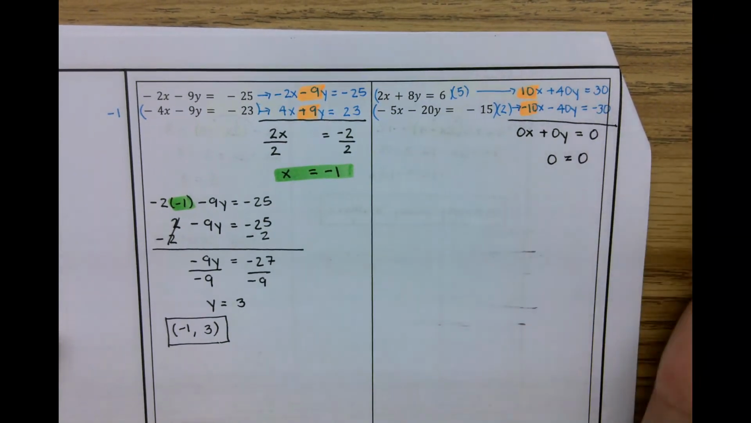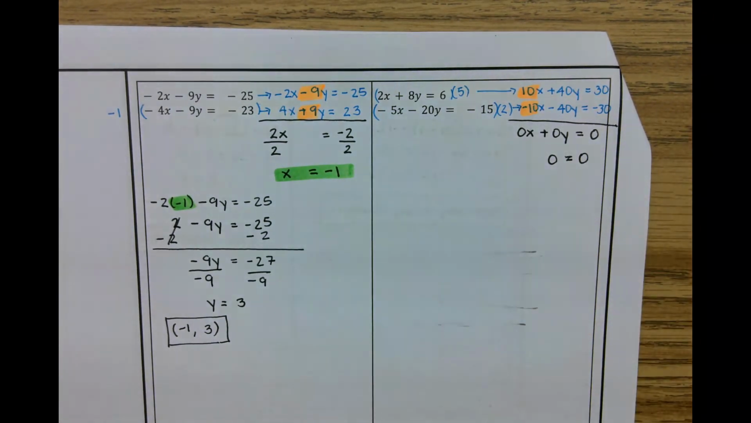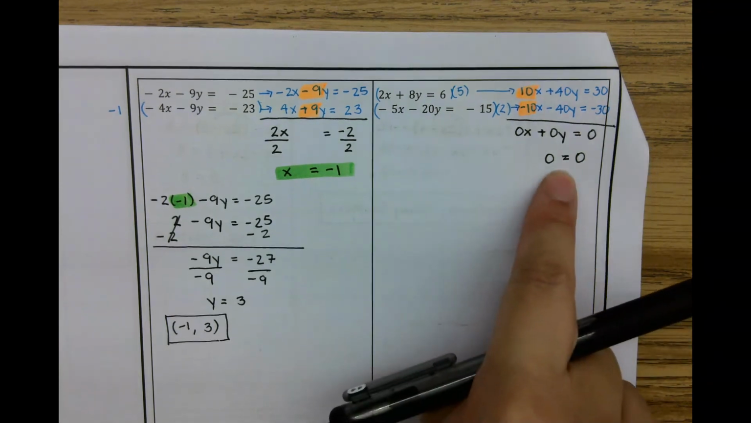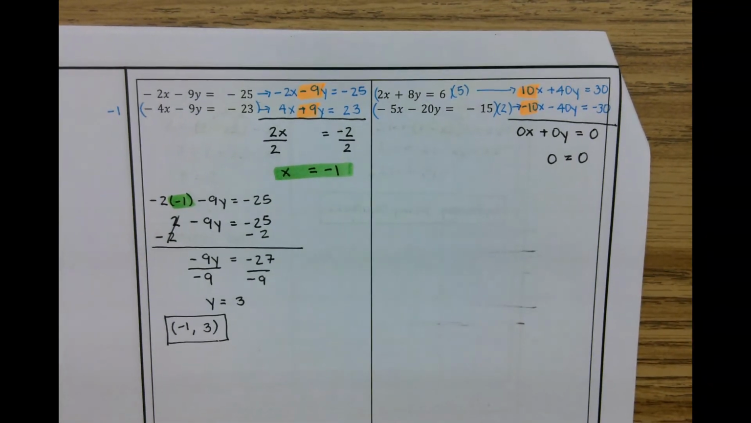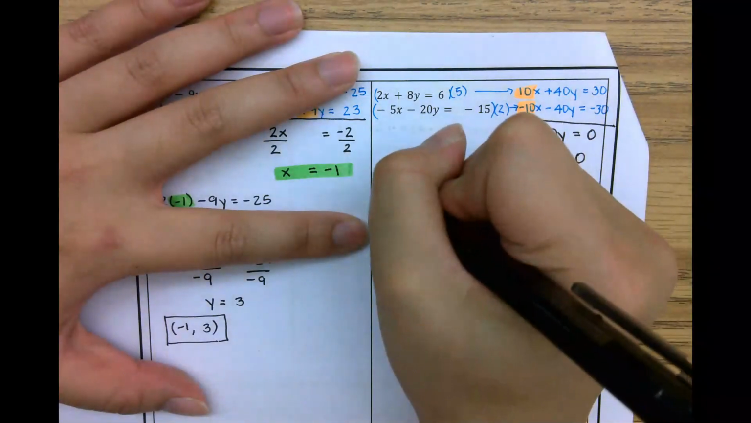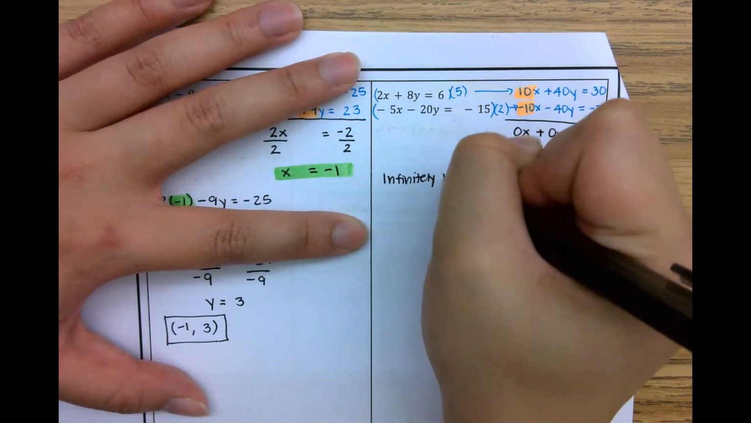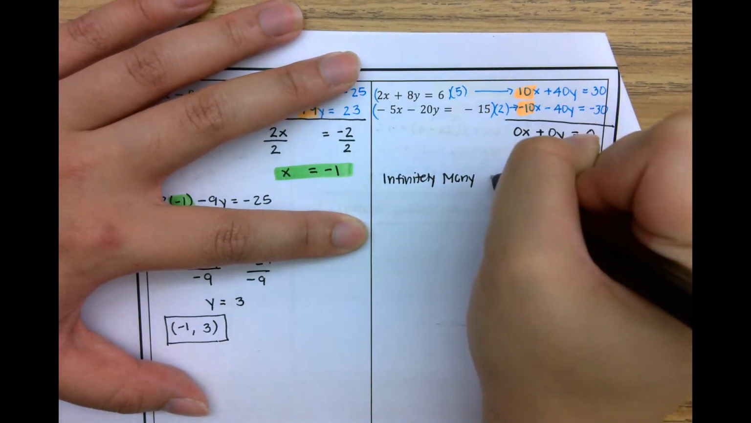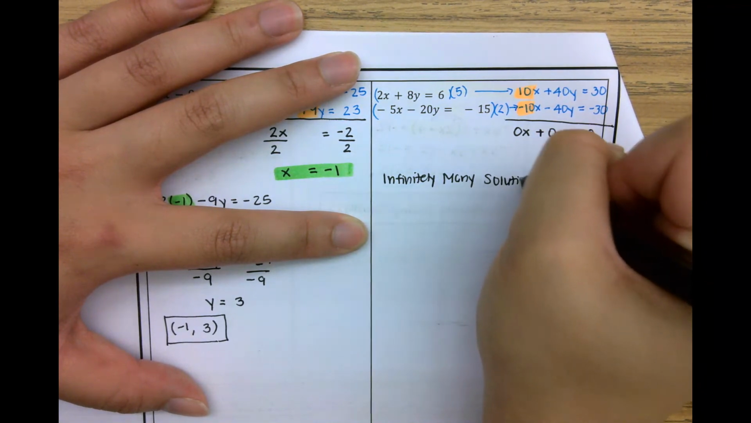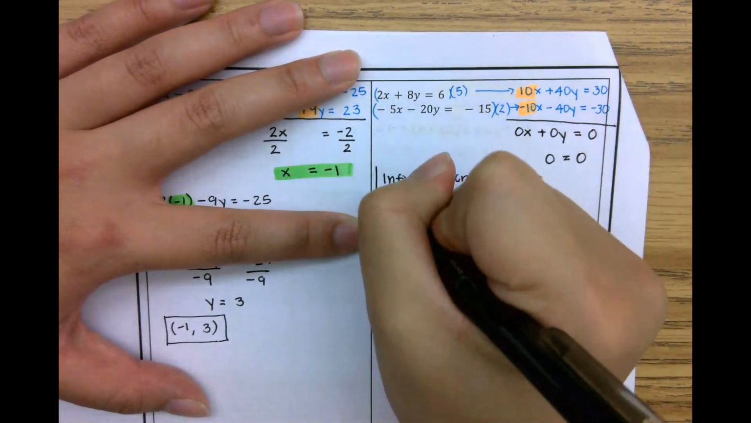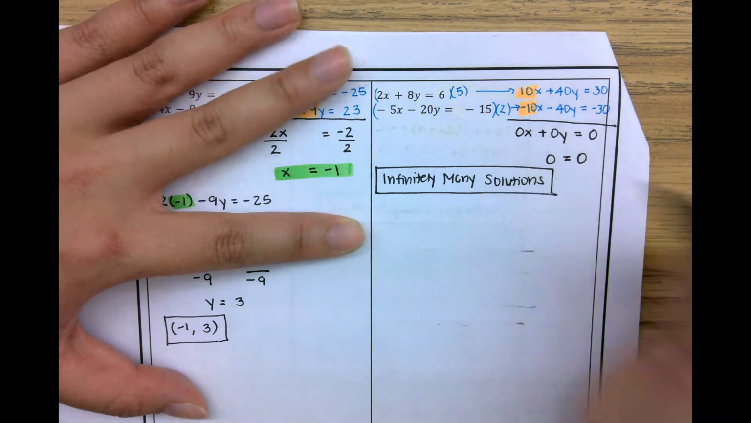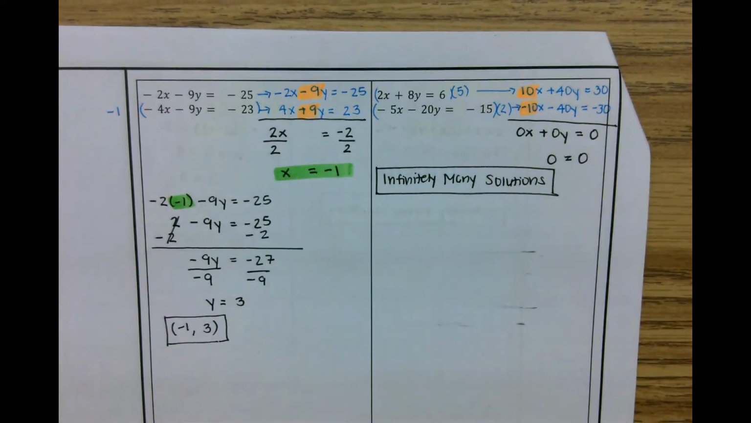0 equals 0. When we solved equations and we came up with a statement like this, right? 2 equals 2, 4 equals 4, negative 5 equals negative 5, or in this case, 0 equals 0, what this means is that it is infinitely many solutions. What that means is if we were to graph this, they would be the exact same line. Okay? And we can check that by changing this into slope-intercept form.